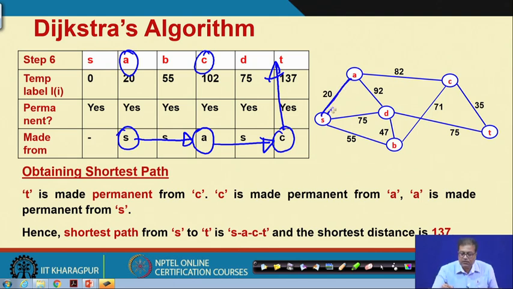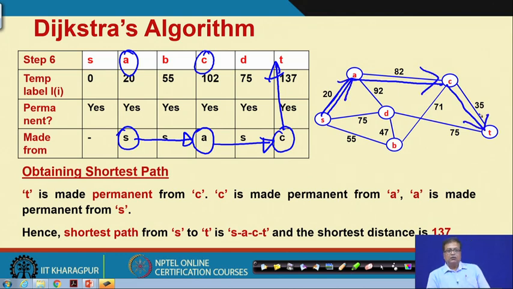So, this one, S to A to C and C to T, right, that will be our shortest path, and that shortest distance in this case will be 137. Is it all right? So, this is how Dijkstra's algorithm is used, and that is how we shall compute these in such kinds of problems. This is a very simple algorithm, and this algorithm is based on dynamic programming again, right.